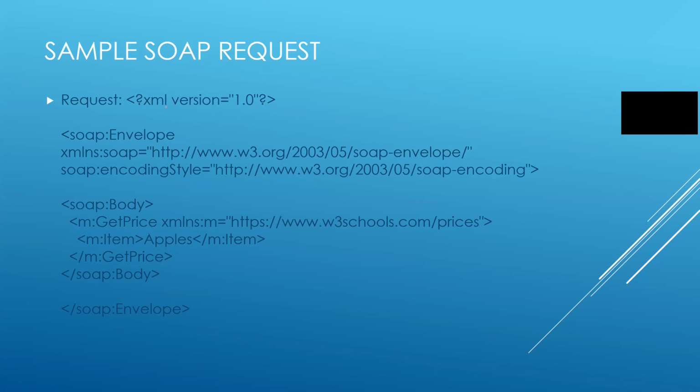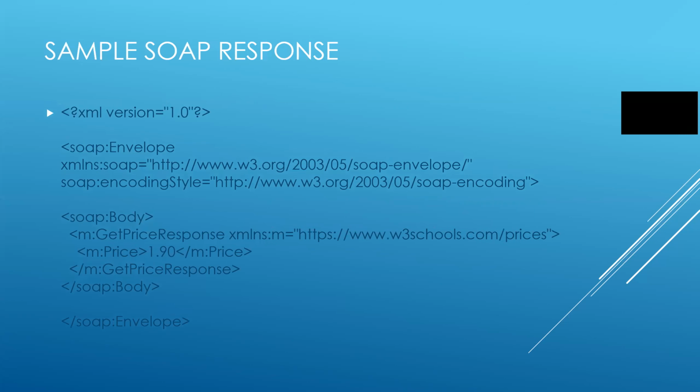And here's a sample request. Here's your XML tag right here. Then how do I identify my XML to be a SOAP-based document? Right here, here's your envelope. As we talked about, the header is optional, so it doesn't need to be there. Here's a sample request: I want to get the apple price. And here's your sample response back: GetPriceResponse, and your price, it's $1.90 for an apple.